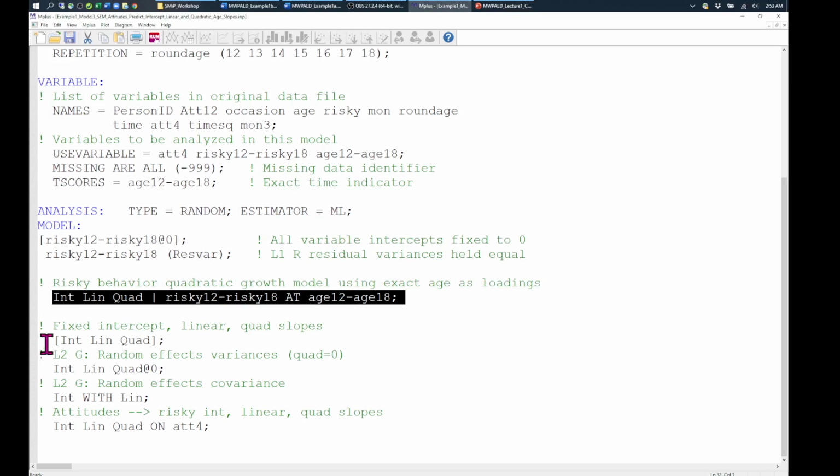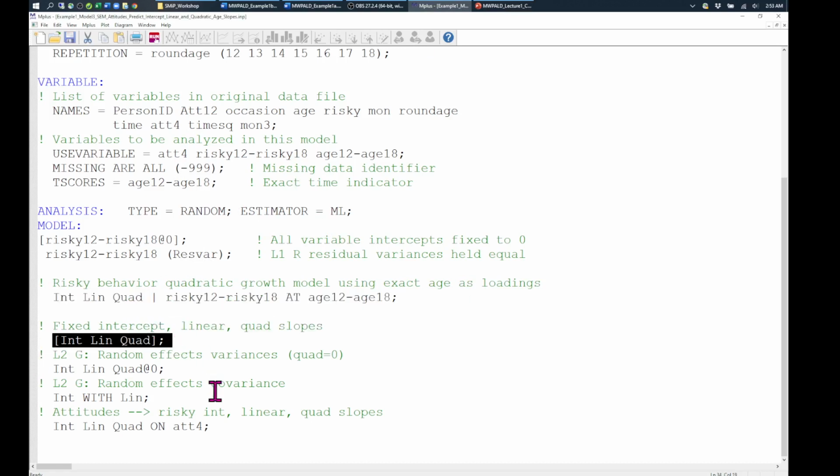Then I refer to the fixed effects of my 3 new latent variables. I have the random effect variances for intercept and linear. Again, quadratic is shut off at 0 because I didn't want that. The covariance between the intercept and linear factors, and then the regression of attitudes predicting each of those. So this part is relatively similar to the level 2 model from before because it concerns only the latent variables.